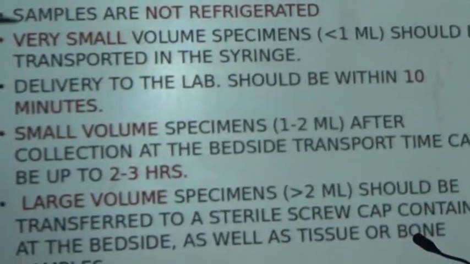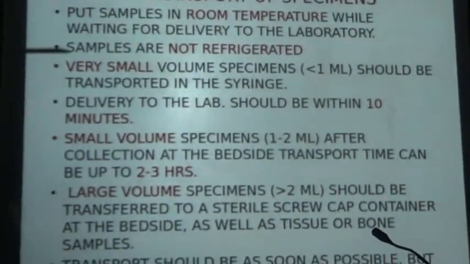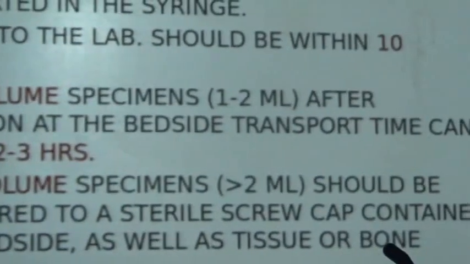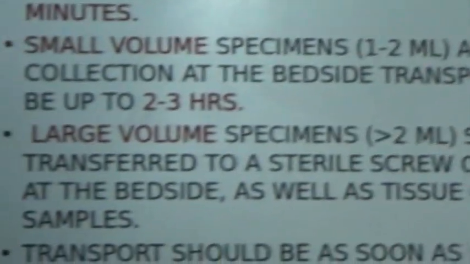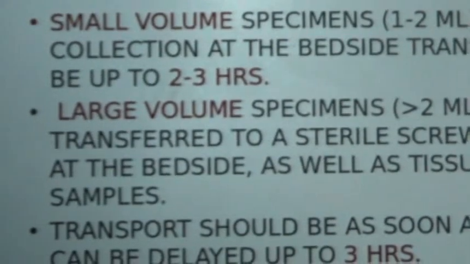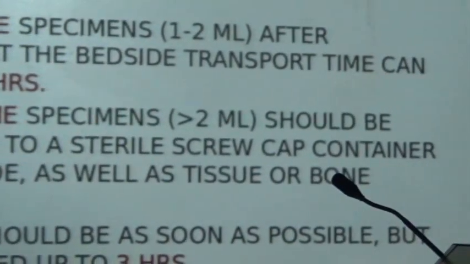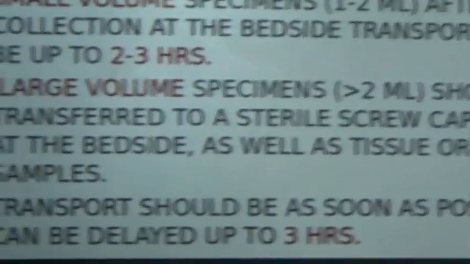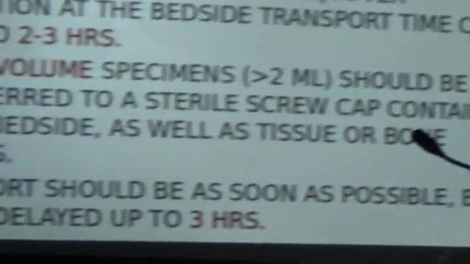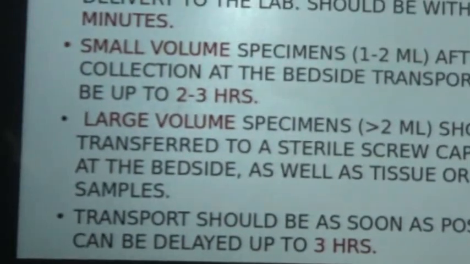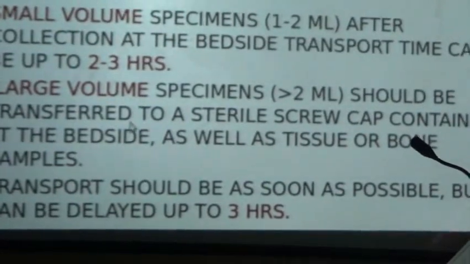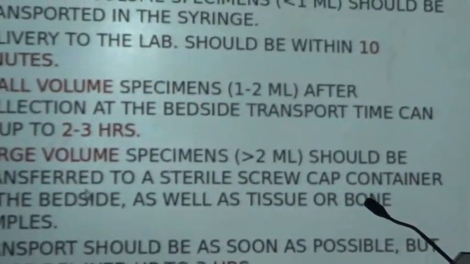Small volumes, that is specimens from 1 to 2 milliliters, are to be transported within 2 to 3 hours directly in the syringe. But if there is a large amount of specimen, then this fluid should be transferred to a sterile screw cap container at the bedside, and it should be transported within 2 to 3 hours. So these are the transport conditions for the specimens for anaerobic culture.